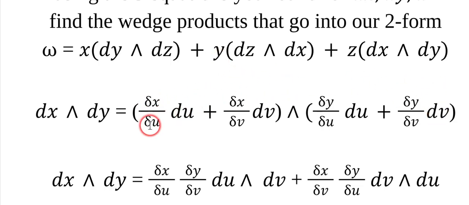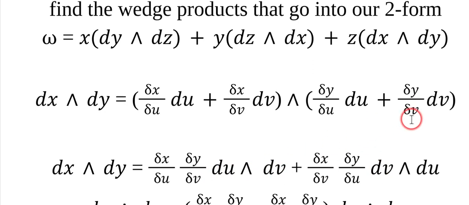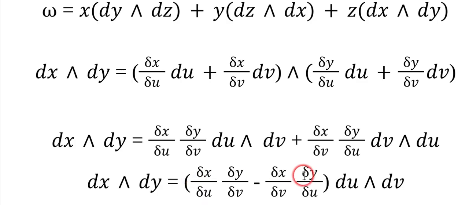So it'll be ∂x/∂u times ∂y/∂v, du wedge dv, and we would get ∂x/∂v times ∂y/∂u, dv wedge du. Now we can flip these, right, and factor out a du wedge dv, and we get this expression. Because when I flip it, right, this makes this a negative.